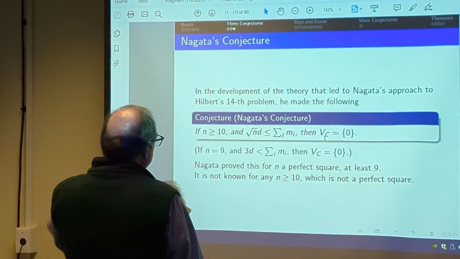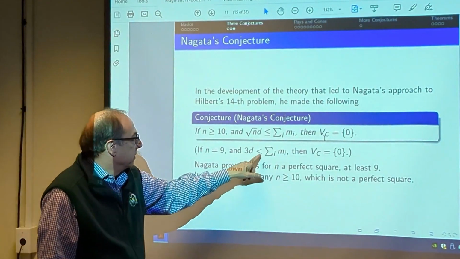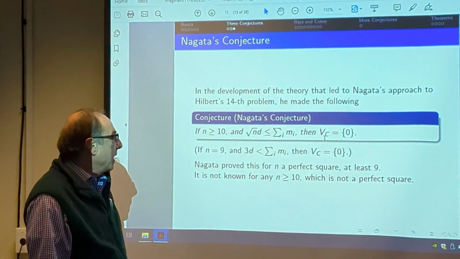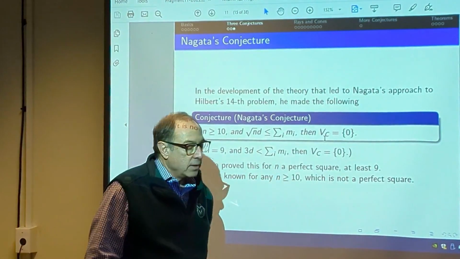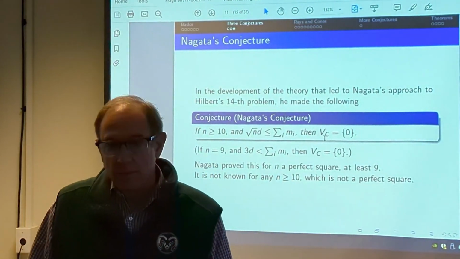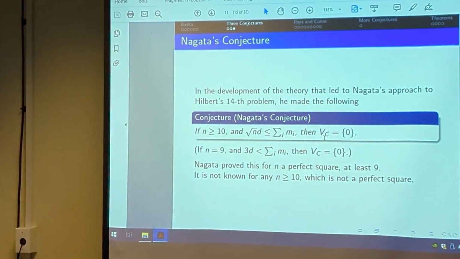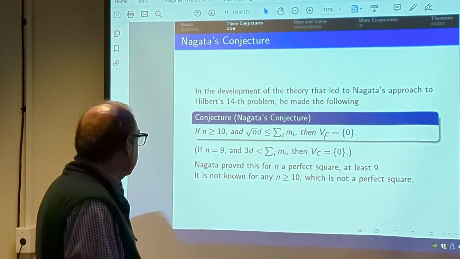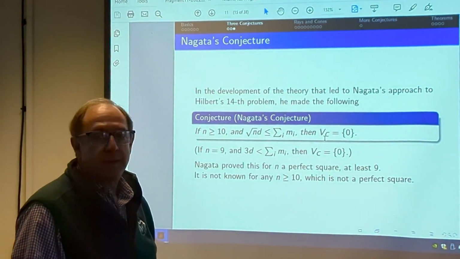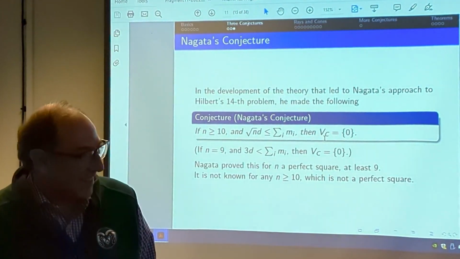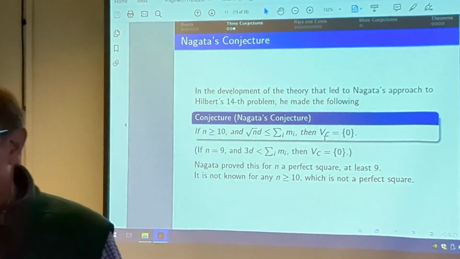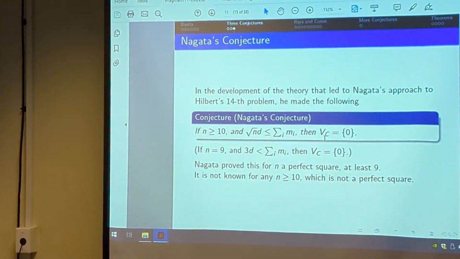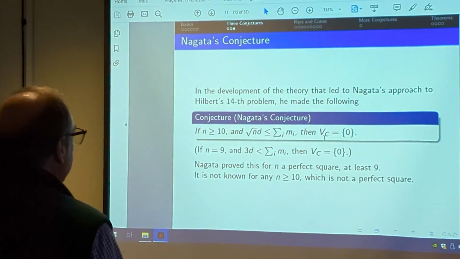And in fact, there's a refinement where you need strict inequality. And he proved this for all perfect squares 9 or more. Okay? 9, 16 is the next one. It's true for n equals 16, 25, etc. And it's not known for any n bigger than 10, again, unless it's a perfect square. So it's again pretty embarrassing.